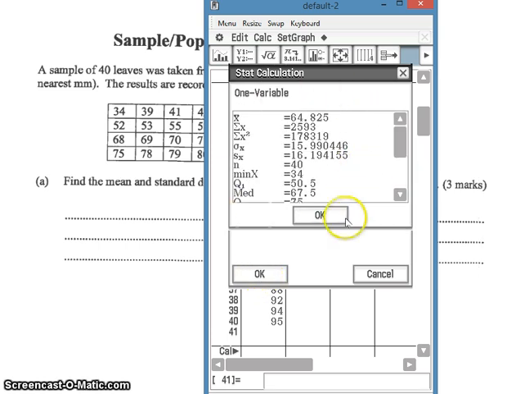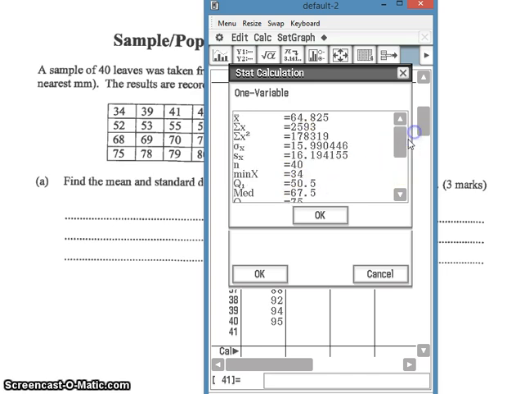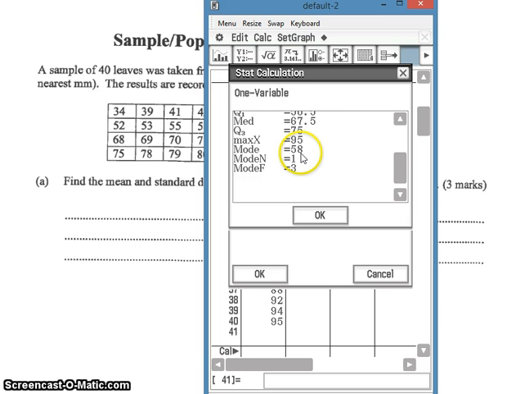Okay, so when you hit OK, you get a bunch of stat calculations here. You get the mean, x bar. You get the sum of x. You get the sum of x squared. You get here, this is the standard deviation of our sample. Sx we'll come on to in a minute. n is the number of items in there. You get the smallest value, the min x. You get the Q1, we've talked about quartiles. The median, so 50% of the data lies below or equal to 67.5. Q3, the highest value, the modal value, and other bits. Oh, sorry, and that's saying that there's one mode and 58 occurred 3 times.